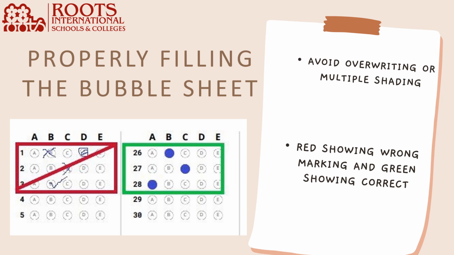Next, let's talk about the bubble sheets. When you are filling the MCQs, you are provided with the bubble sheet. I have pasted 2 images of bubble sheet. Number 1 is the incorrect form and number 2 is the correct form. यहाँ पे आपको क्या करना है? You don't have to mark 2 bubbles. You just have to mark 1 bubble, and how you have to mark it is mentioned here. Avoid overwriting or multiple shading. Red showing wrong marking and green showing correct marking. So the green one is the correct marking. You have to practice it like that.